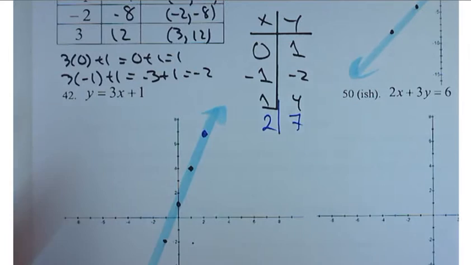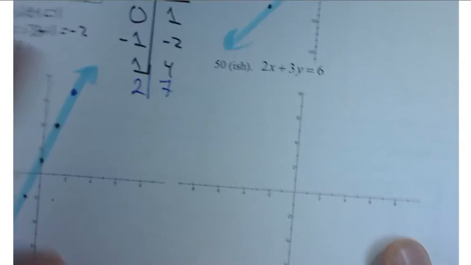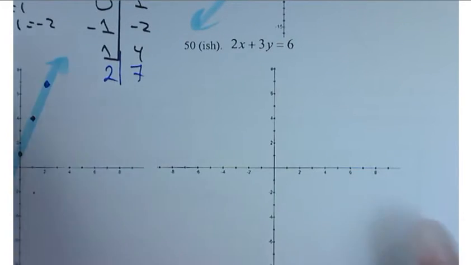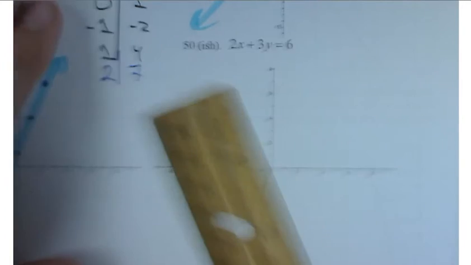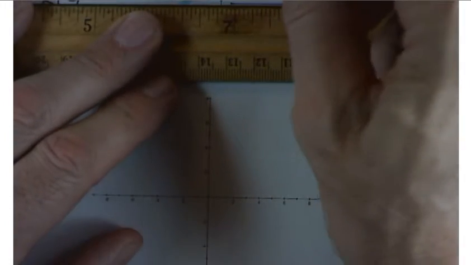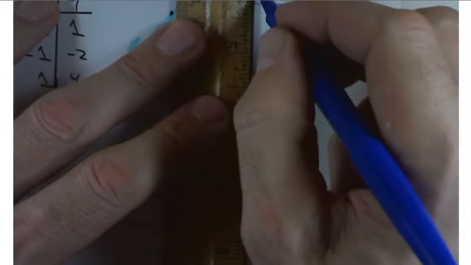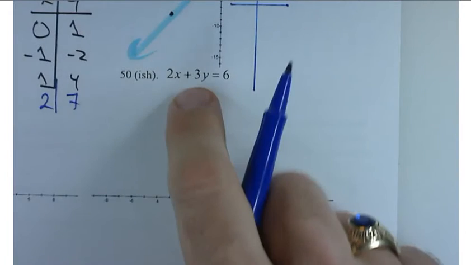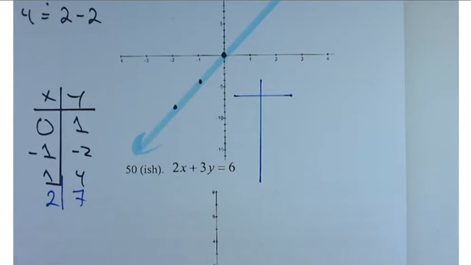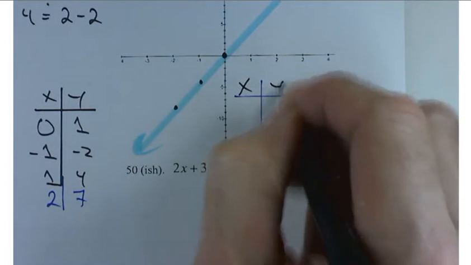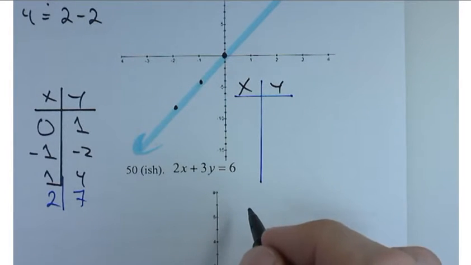So, last one. Problem number 50-ish. If you're stuck coming up with your own points, you might want to make it as easy as possible. The difference between this one and the last one is I don't have y solved for. Now, the book tells you to solve for y in some of these. I don't really think we need to. Let's just do it this way.